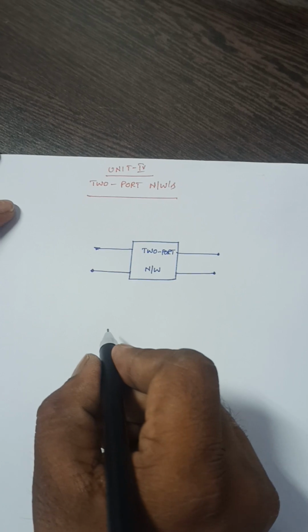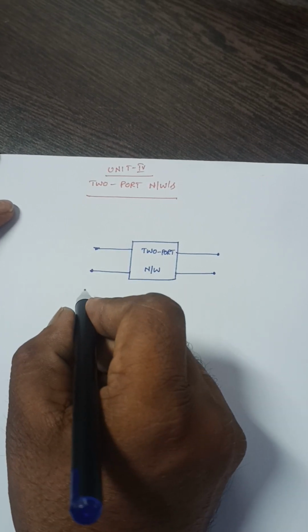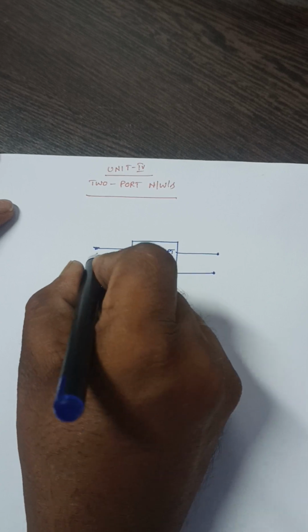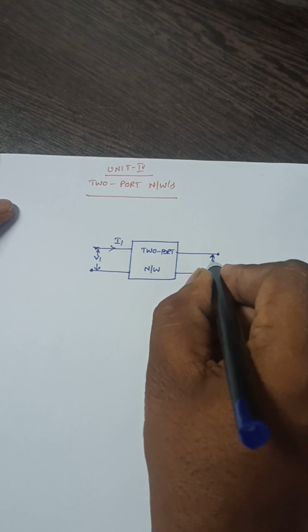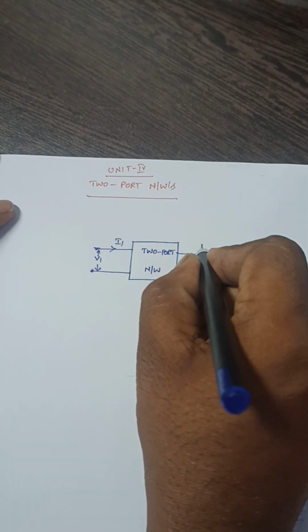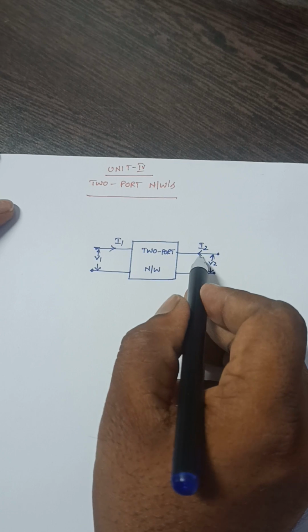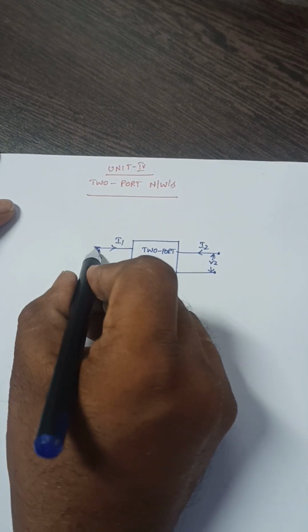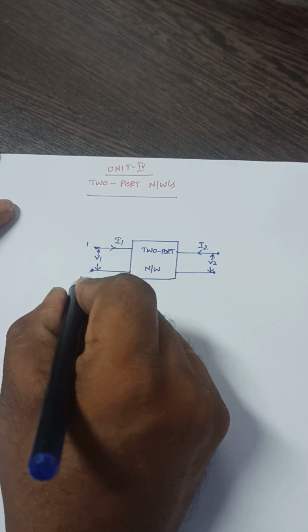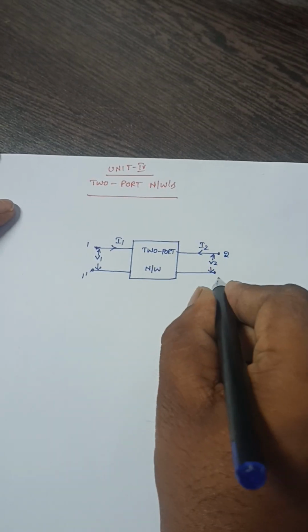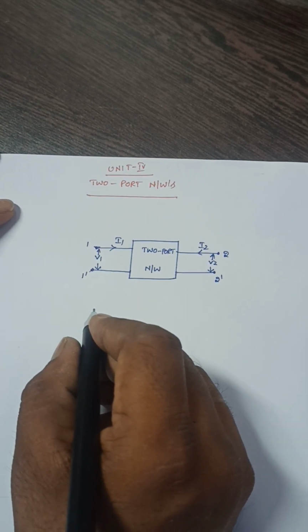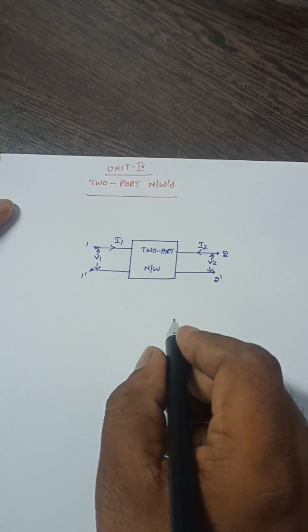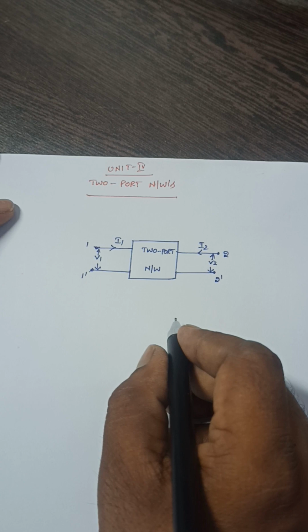And this two port network has four variables here. Those variables are voltage V1 and current I1. Here this is the voltage V2 and this is the current I2, which are directed into the network, and the terminals are named 1 dash and 2 dash. The port at which the excitation is given is known as the input port, and the port where the load is connected is known as the output port.